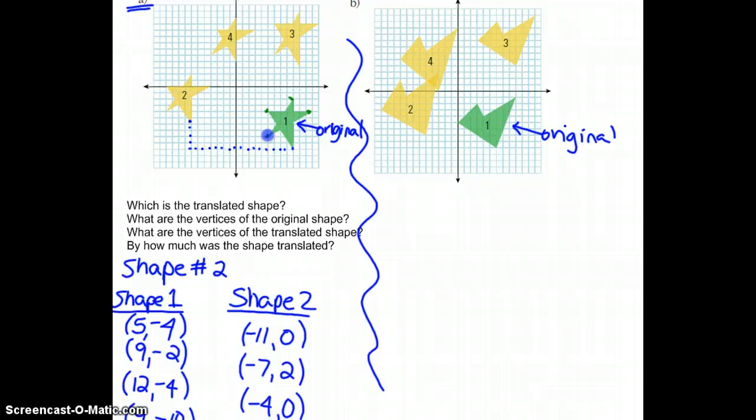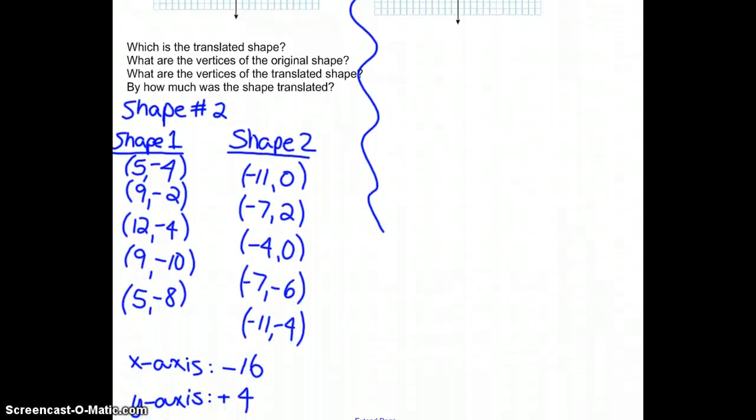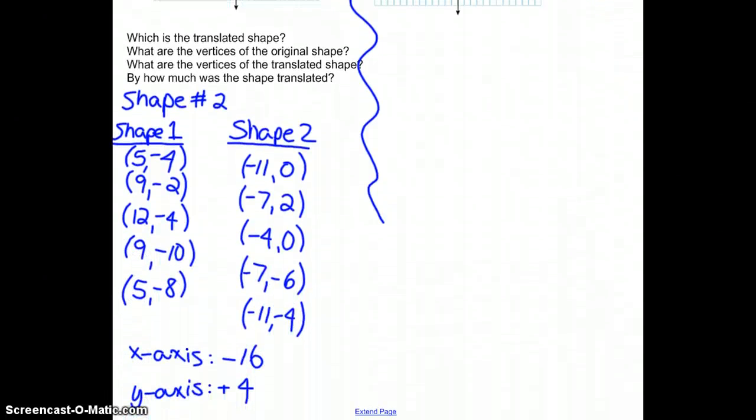Then we'll go through and find the vertices, same with shape 2. They're shown right here. Then we need to determine how many we moved over and how many up. So you could have done that by counting. You could also look at, for example, this point. So the difference between them is 16.